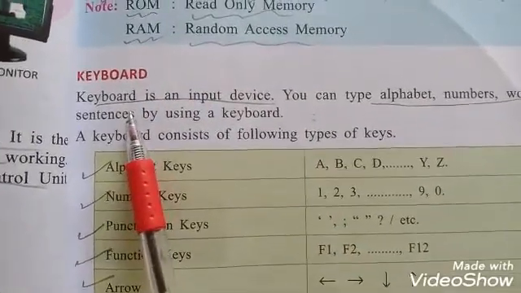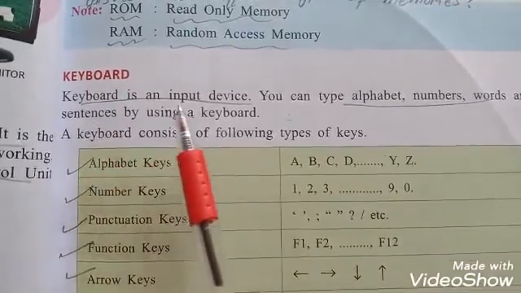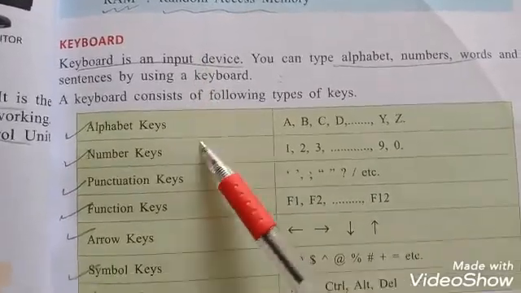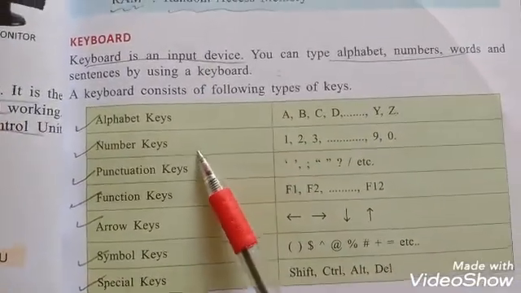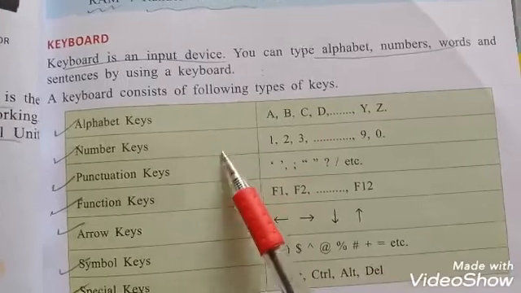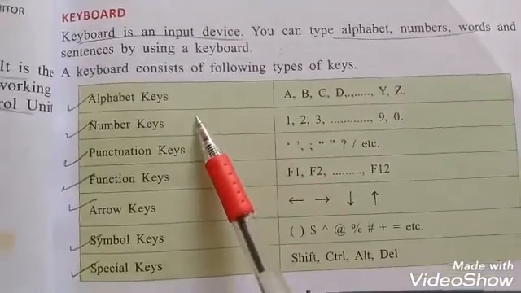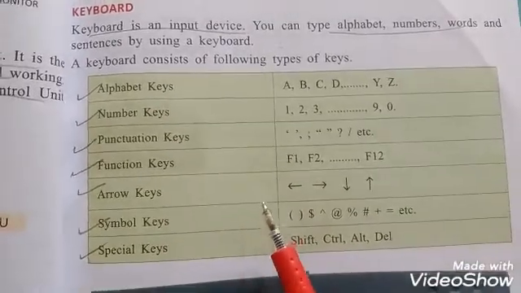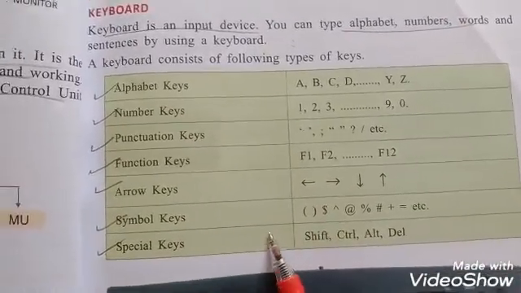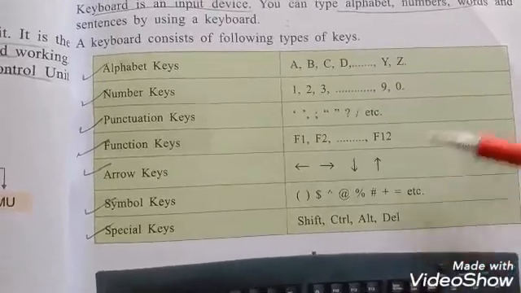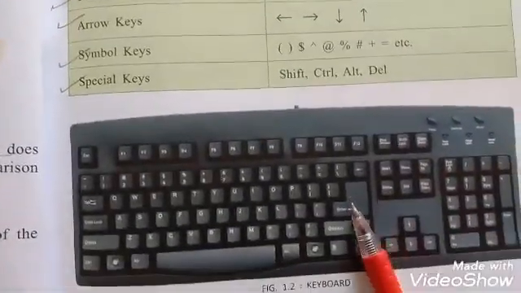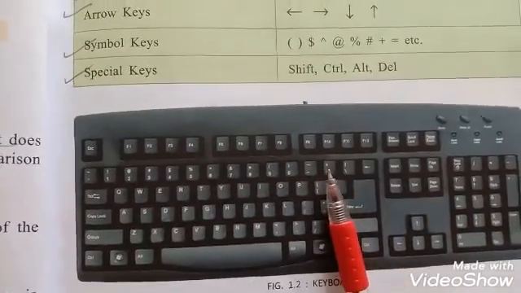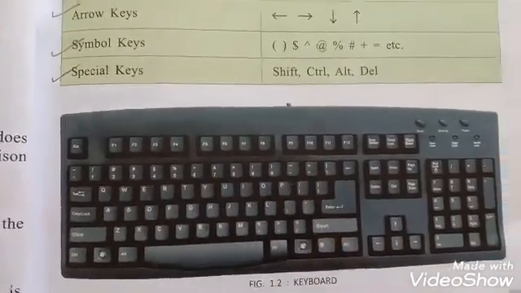Now we are going to discuss about keyboard. We know that keyboard is an input device. It is used to enter data in a computer by using keyboard keys. A keyboard consists of following types of keys: alphabet keys, number keys, punctuation keys, function keys, arrow keys, symbol keys, special keys. We can use these keys to perform different functions on the monitor, laptop, etc.